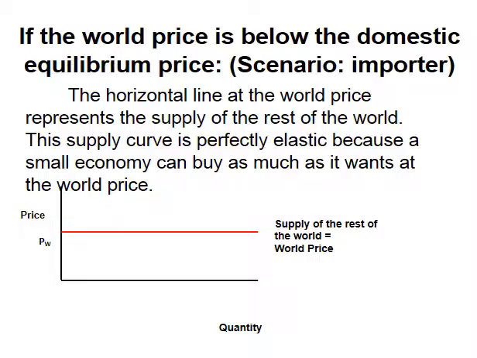So let's look if the world price is below the domestic equilibrium price. So now we're going to be an importer. Now, I want to emphasize one thing and make this clear. The IB several years ago had made a general sort of criticism that papers worldwide were not referring to the supply curve properly. So when we're dealing with the supply curve at the world price, we need to say supply of the rest of the world, or the world supply, and then to put equals world price. Make sure that you put both.